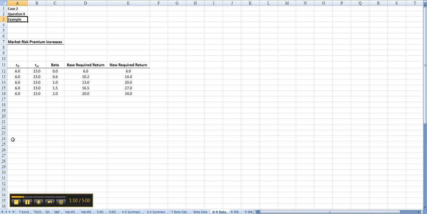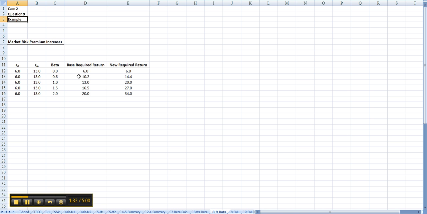of 0.6. And then for each of those three different assumptions, I want you to regraph the SML: graph the old SML from question 8, and then graph the new SML based on the new required returns given these betas and the change in the inflation or the change in the market risk premium.